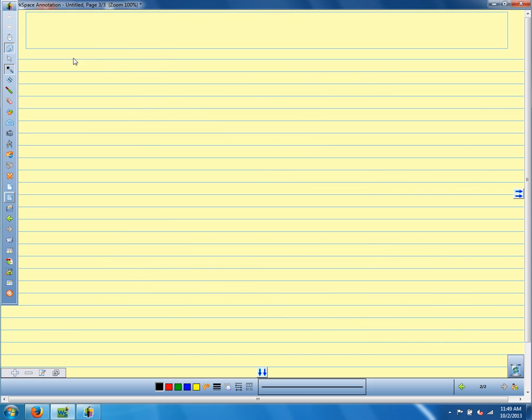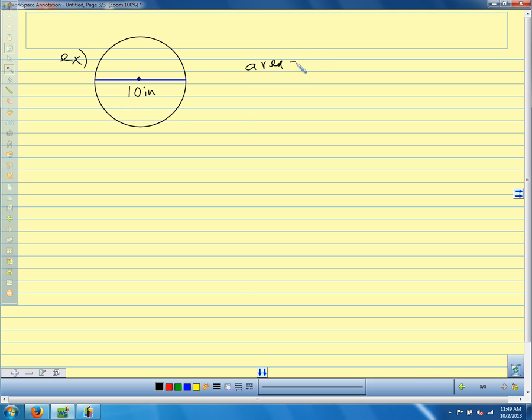So let's do a couple of examples with circles. So here's my circle, and here's my center, and I have this, and let's say this is 10 inches. And we want to find the area.